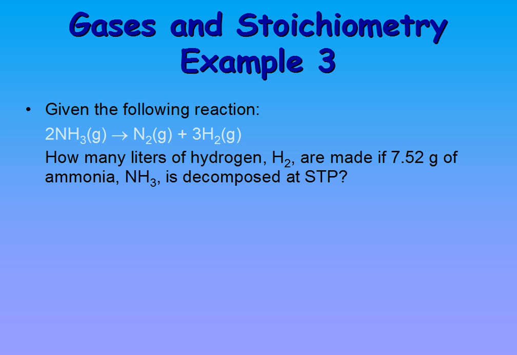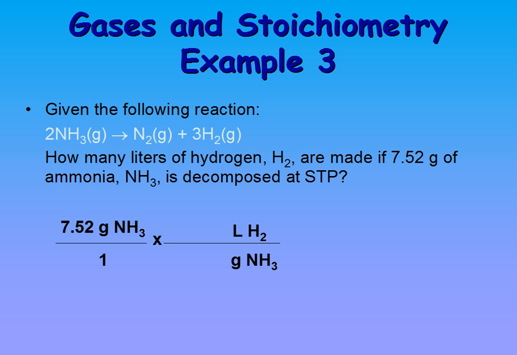Our final question is going to go from grams to liters, so we're going to skip over moles completely, and we can do this too in one step. How many liters of hydrogen are made if 7.52 grams of ammonia is decomposed at STP? So we start with what we're given, the 7.52 grams of ammonia. When we set up our conversion factor, grams of ammonia needs to go in the denominator. Liters of hydrogen needs to go in the numerator.